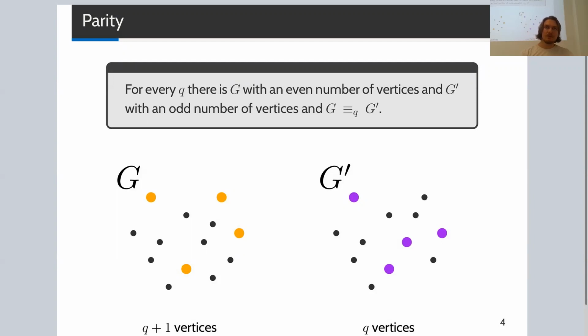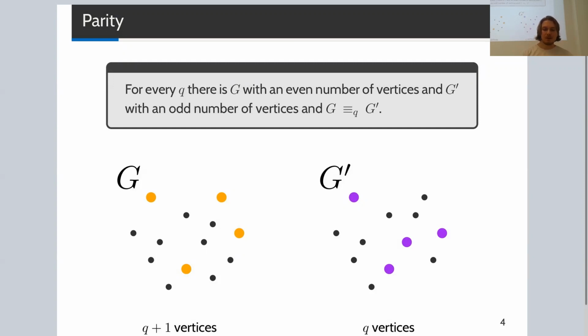We just have to come up with one instance, or one such pair of graphs, G and G prime, such that they can't be distinguished. Exactly. You only need to come up with one such pair that cannot be distinguished, and this is a contradiction to the claim that every pair could be distinguished. Okay. And yeah, this parity is now a very simple example.